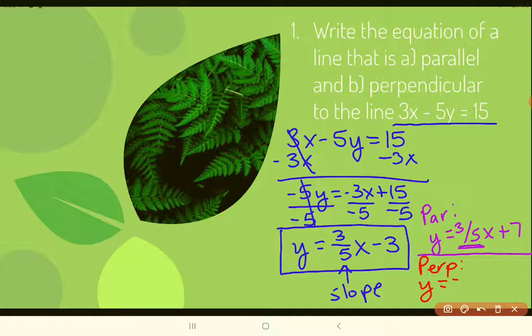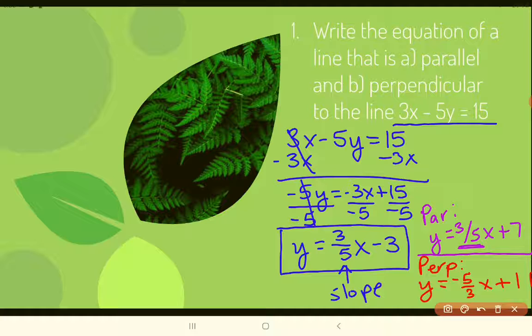The reciprocal part means if the slope is 3 over 5 on the blue line, then on the red line, it will be 5 over 3. So opposite refers to the sign. Reciprocal means I flip the fraction. And then I can put whatever y-intercept I want to. So I'll pick plus 11. You could pick any number you want to. So what matters is the slope.